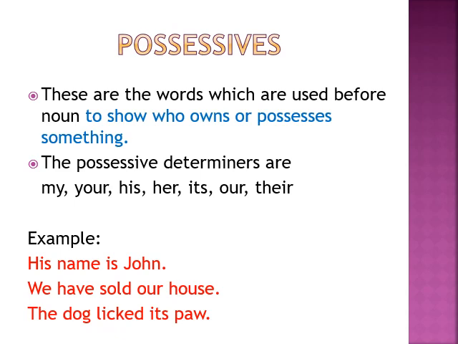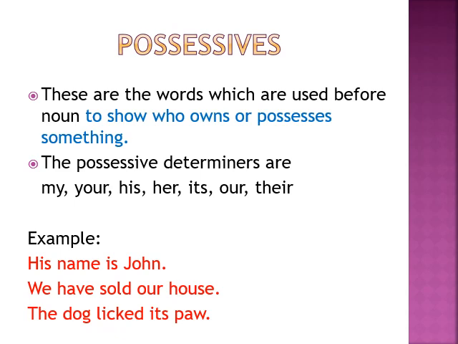Now we have possessives. So as the word possessive itself suggests, something about possession. So these are the words which are used before noun to show who owns or possesses something. They tell us to whom a particular noun about which we are talking belongs. So the possessive determiners are my, your, his, her, its, our, their.